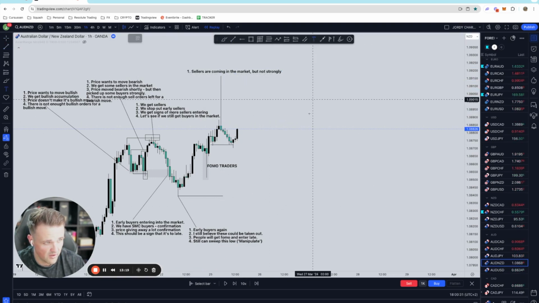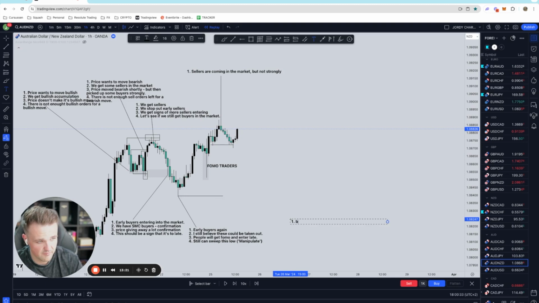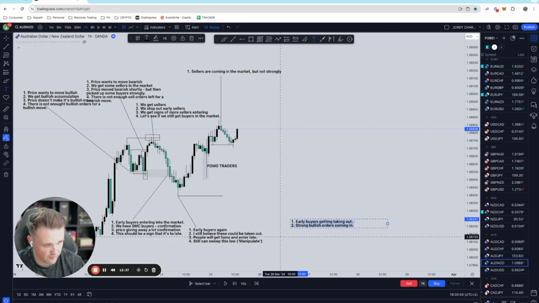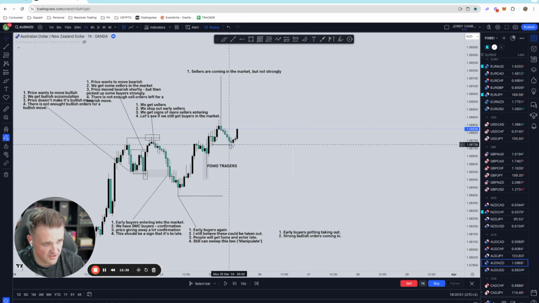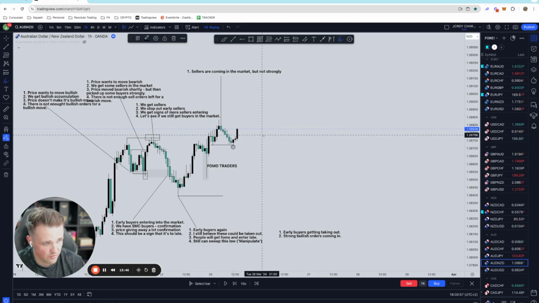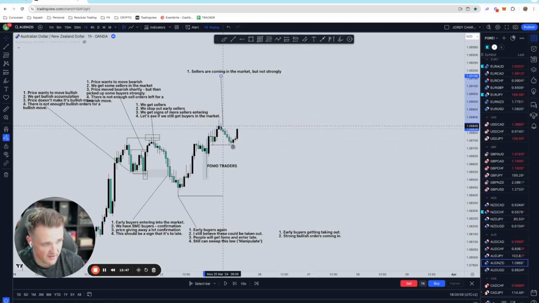Yes. Now we have buyers coming in the market. So early buyers getting taken out. Strong orders coming in. And this is actually the area where you could potentially look for longs. But this is a very small play. And do you actually want to trade here? So let's say this low right here. Do you want to trade here? Okay, this looks like a wick, but it's not a wick.